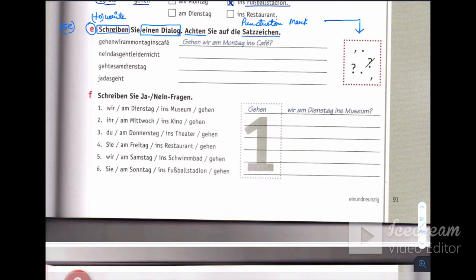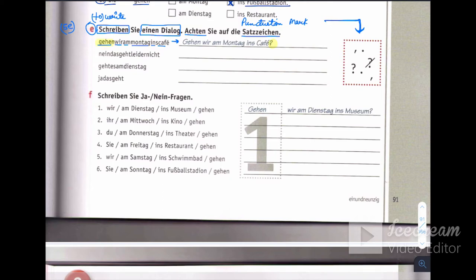Okay, what are punctuation marks? These are the punctuation marks. Okay, we need to pay attention to this. For example, gehen wir am Montag ins Kino. How are we going to make this one? Like, gehen wir am Montag ins Kino. Which type of sentence is this? This is a question form. Can you see question form? And how do I know that it is a question form? Because this is a verb. Gehen is a verb.